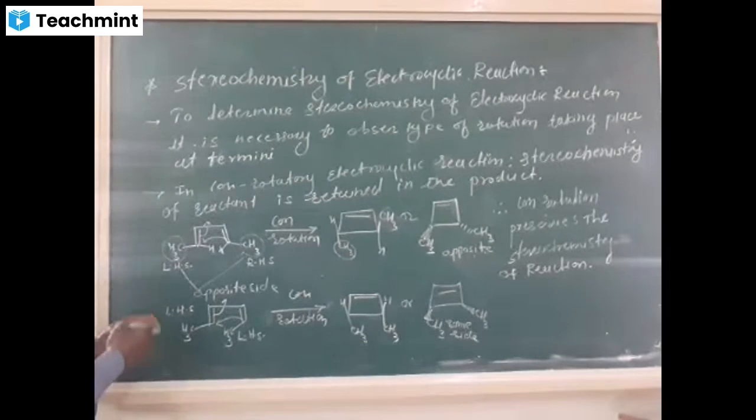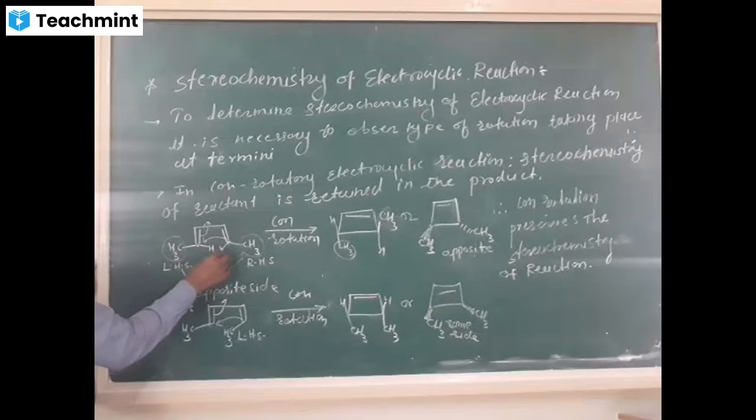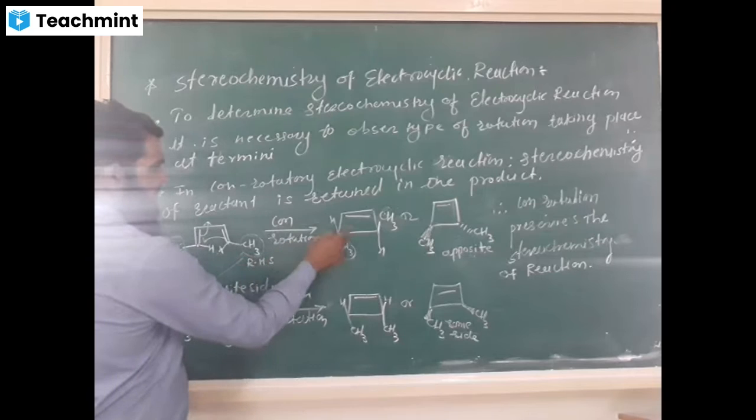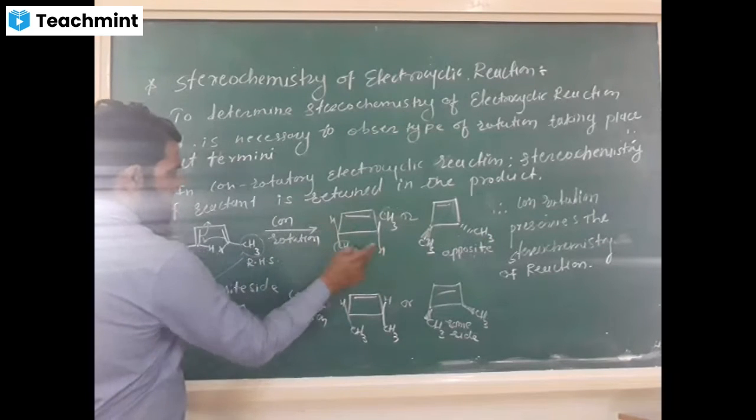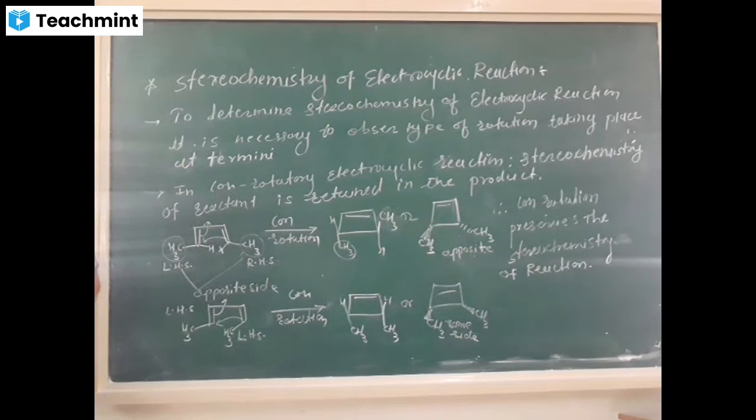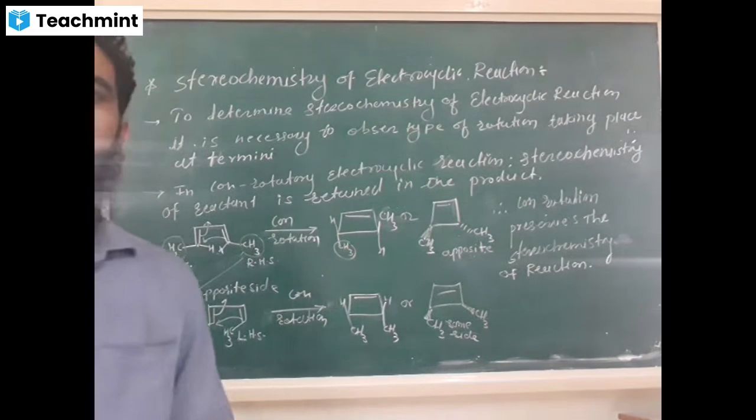If conrotation is there, you have to observe the termini of unsaturation. If there are two different types of atoms or groups, then you can say that this methyl group is on the left hand side, this methyl group is on the right hand side, or you can consider this hydrogen is on the right hand side, another hydrogen is on the left hand side. So both the hydrogens are on opposite sides, so they will appear on opposite sides in the product. Understand?